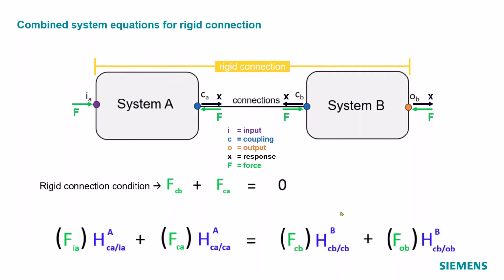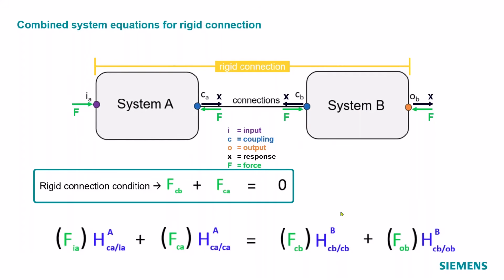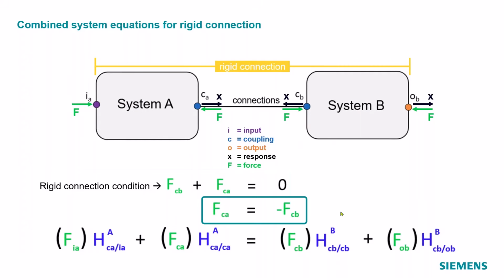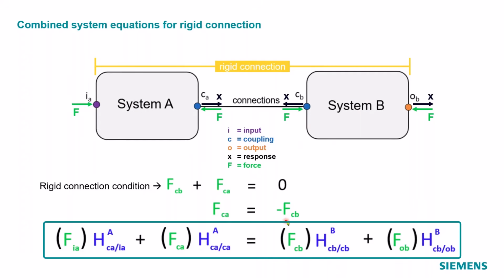There's also another one, which is the forces have to be equal and opposite, right? The sum of the forces at that coupling location need to add to 0. So that means F sub CA, the force at the coupling location on System A, is equal to the negative of the force at the coupling location from System B. I'm going to take this equality here in the center, and I'm just going to sub it in to this guy down here and say FCA is negative FCB. And so I just sub him in there. So now I see a couple FCB terms.